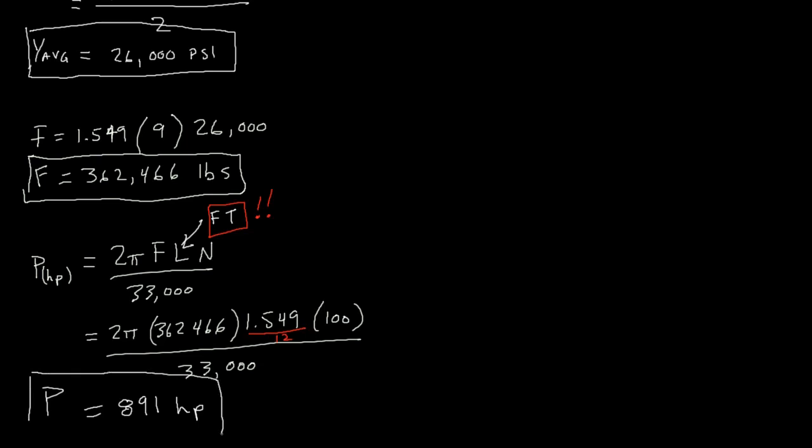Okay. So that is it for this example of rolling a flat piece of annealed copper from 1 inch to 0.8 inches with a 12-inch roller.